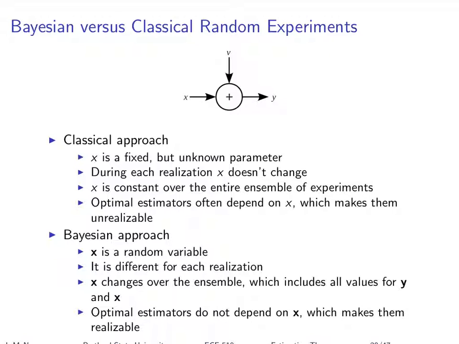It changes with each realization, and the ensemble includes values of both x and y. So over the ensemble, the thing you're trying to estimate is always changing, and that helps when you're going through and doing the math. Because basically, when you're doing the estimation, there's an expectation over x, and you're trying to optimize over that. So when you do the math and take the derivatives, it ends up not depending on x because it's effectively integrated out. So for now, just take my word for it.